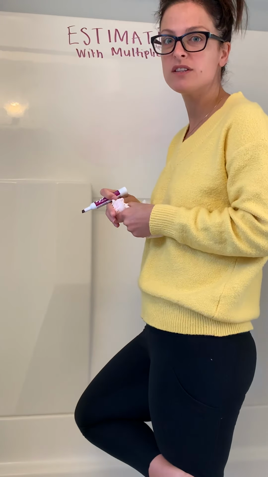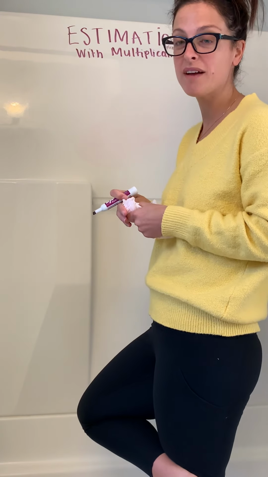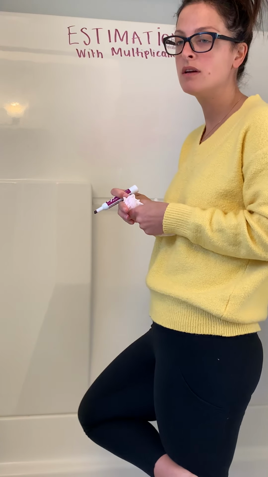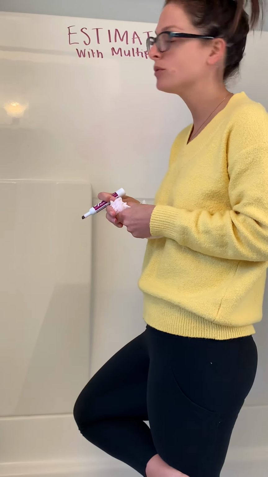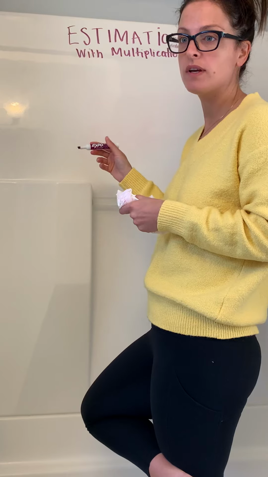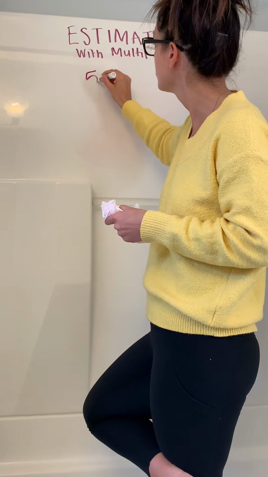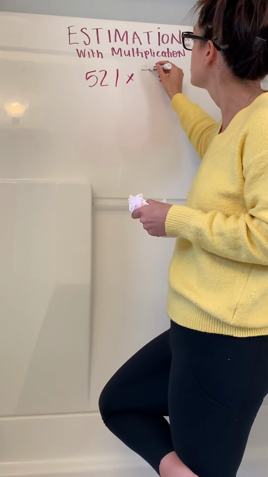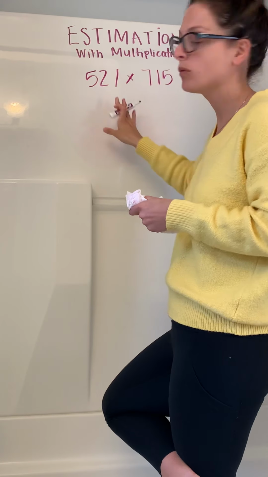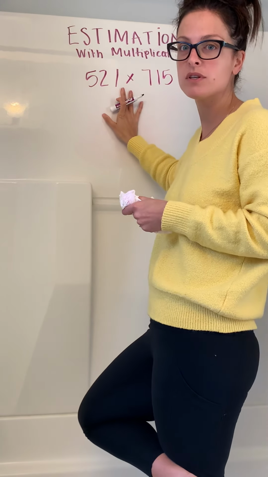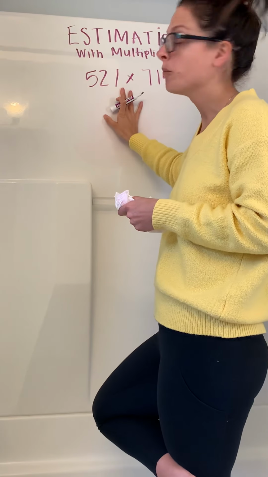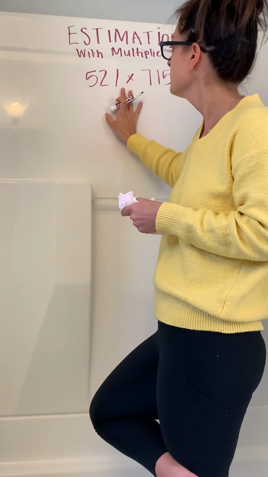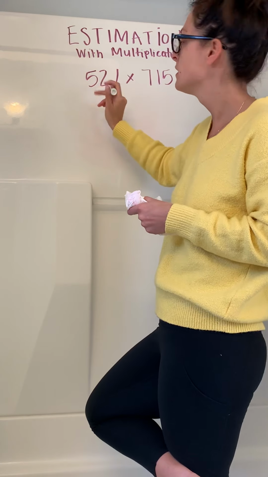My last one that we're going to do today is one where we have both numbers in the hundreds, because that is what we are going up to for today. So if I have 521 times 715, well, since I know that both of my numbers are in the hundreds, we're going to round to the nearest hundred. Okay, so I look at this 521.